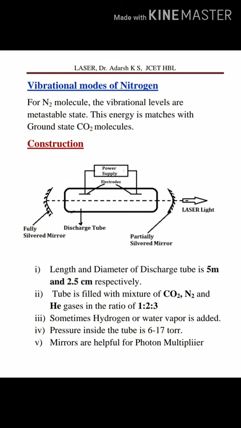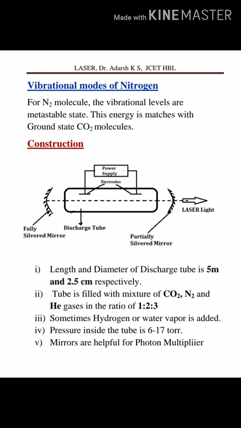Next is the construction and working of the carbon dioxide laser. The construction is similar to the requisites of a laser, because it consists of an active medium or gain medium placed between two parallel mirrors, one a fully silvered mirror and the other a partially silvered mirror. This active medium is connected with the energy source for the pumping action. The laser consists of a discharge tube about 5 meters long and about 2.5 centimeters in diameter. This discharge tube is water cooled and filled with a mixture of carbon dioxide, nitrogen and helium gases in the ratio of 1:2:3.